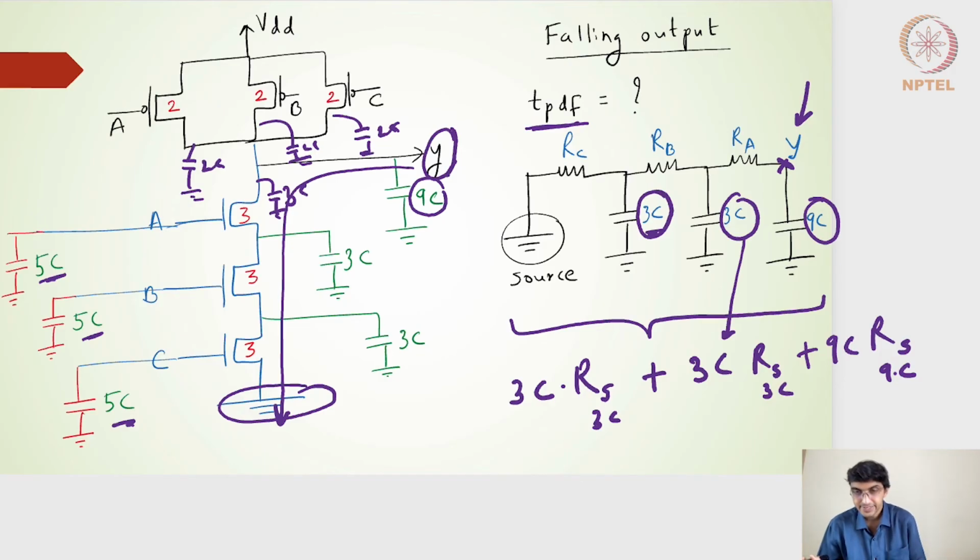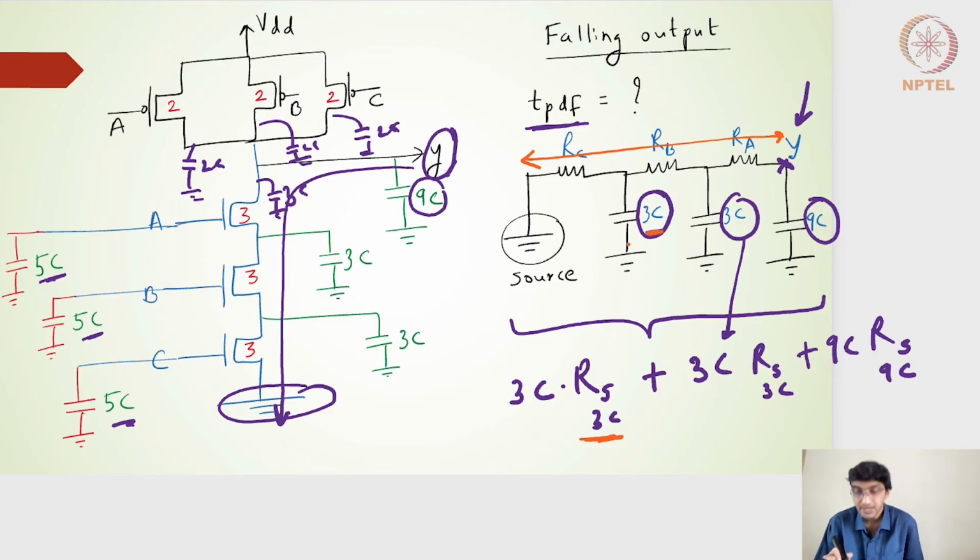Right? Hope this is clear. So the shared resistance for the 3C capacitances here will be, because it's a shared one, we need to identify two paths. One path is from the source to the output. So it will be RC plus RB plus RA. That is one path. The second part is with respect to the individual nodes where the capacitances are seen.